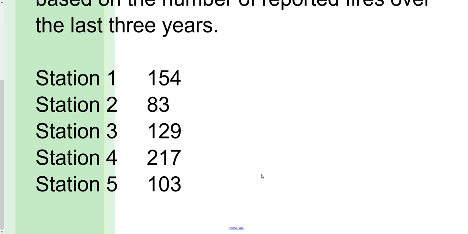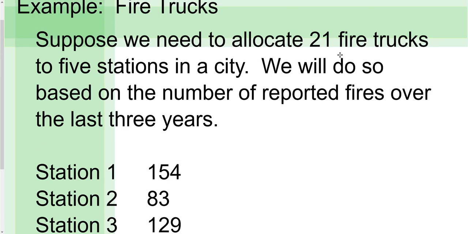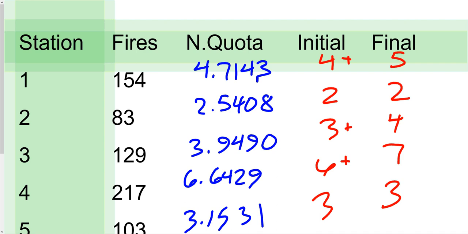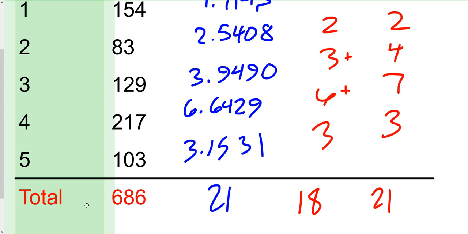We have to find the group that matches the proportions given here as best as possible while still equaling 21 fire trucks. So how does that work? Well, let's do some calculations. The first thing that you're going to need is the total. The total is 686, right?